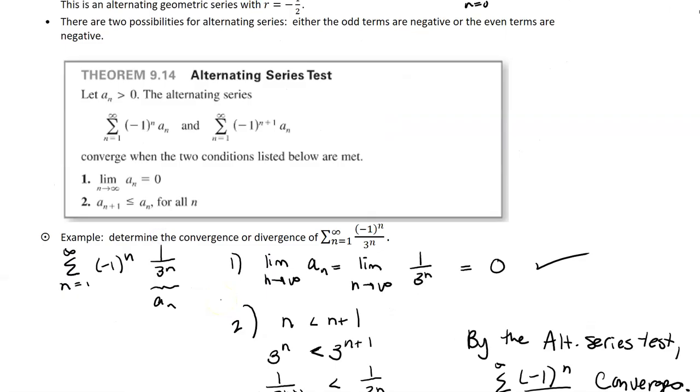It is important to note that if either one of these two conditions is not met, that doesn't necessarily mean that the series diverges. It just means that you cannot use the alternating series test. So again, the alternating series test is not going to tell you whether a series diverges. It'll only tell you if it converges.